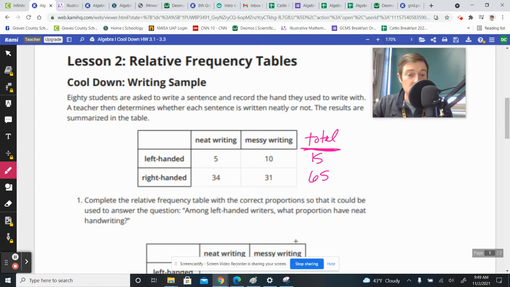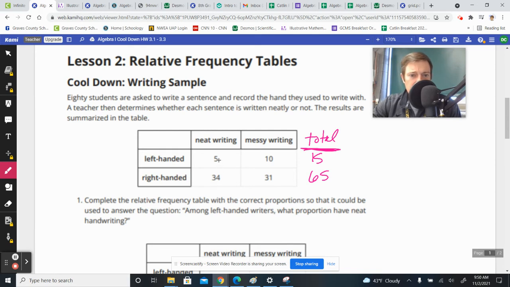And we're looking at these relative frequency tables. And we have to create one from a two-way table that was given to us about these 80 students that were asked to write a sentence and record the hand that they used to write with. So a teacher determines whether each sentence is written neatly or not. And then the results are summarized by the table.